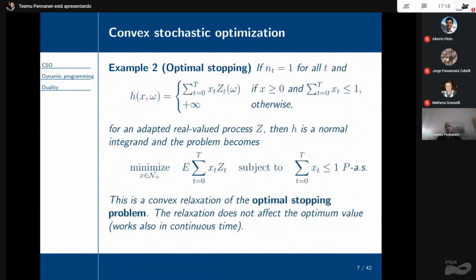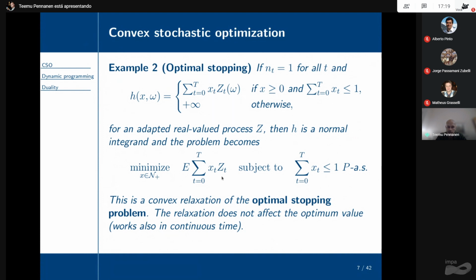Here's another simple one. It's the classical optimal stopping problem in discrete time. If you look at the second display formula here, we're trying to minimize over x. There's a constraint that all x's have to be positive. That's what this plus stands for. And the total sum of the exercises, you may think of x_t as a fractional exercise, has to be at most 1.